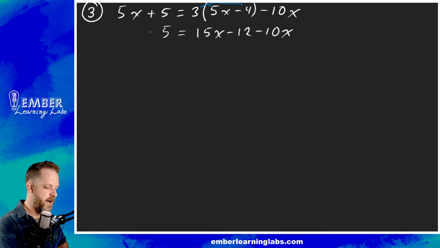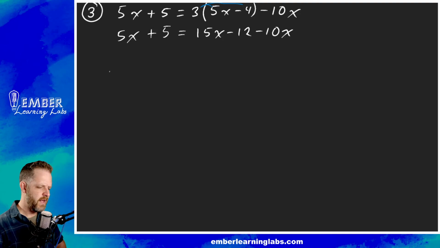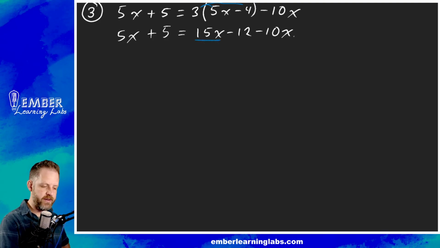We're going to bring down 5, and we're going to bring down 5x. Now, before we bring stuff over, I think we ought to go ahead and clean up this here because we've got some like terms we could combine. So we want to do a little cleanup first. So 15x minus 10x is 5x. Going to bring down the minus 12.